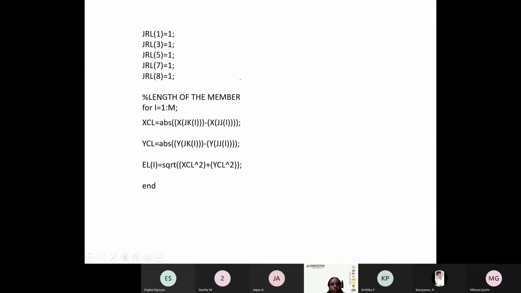So put a restrained joints, restrained movements or rotations, whatever it may be. That is, here it is movements only, and restrained are taken as 1. So this is very, very important.